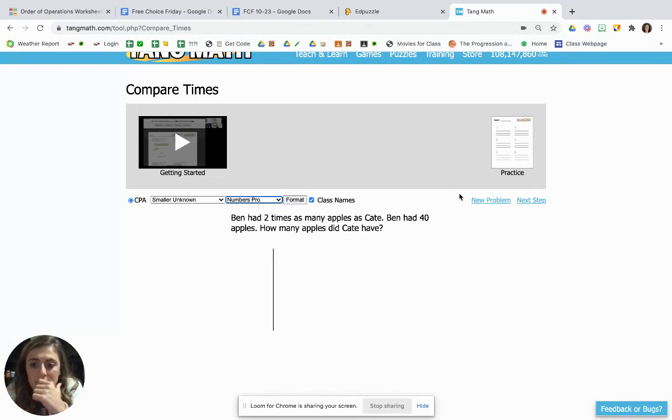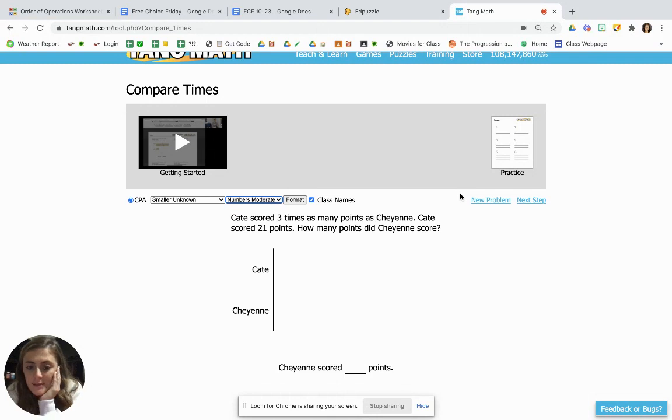Let's do another one, because here's a good one. Kate scored 3 times as many points as Cheyenne. Kate scored 21 points. How many points did Cheyenne score? So we know here that Kate scored more than Cheyenne, right? Because it says Kate scored 3 times as many. So Kate's going to have 3 boxes. Cheyenne will have 1.